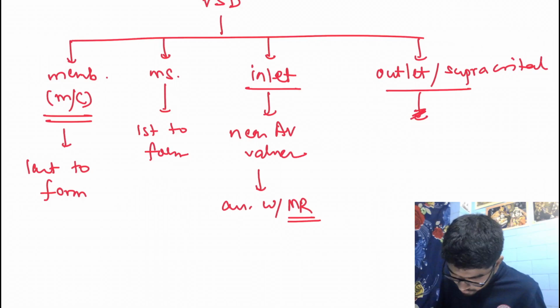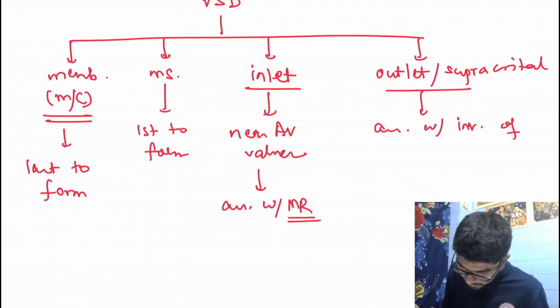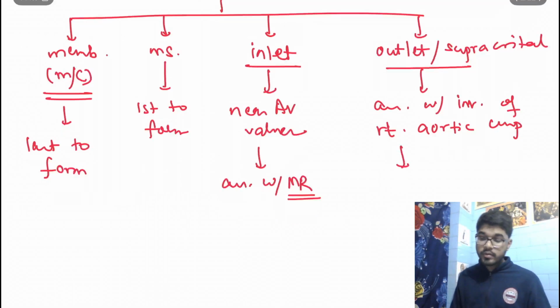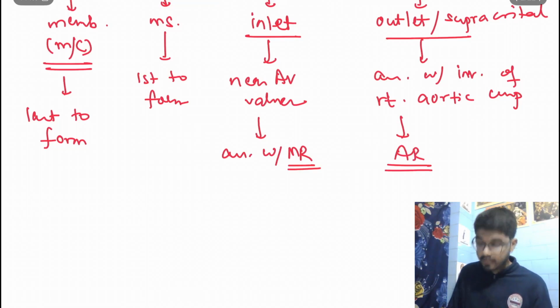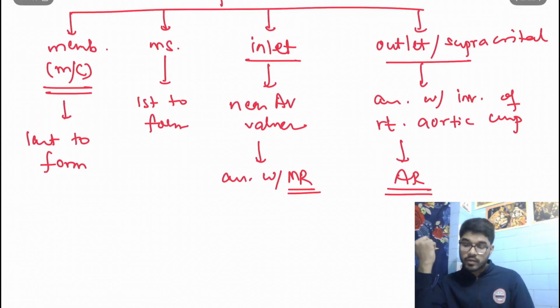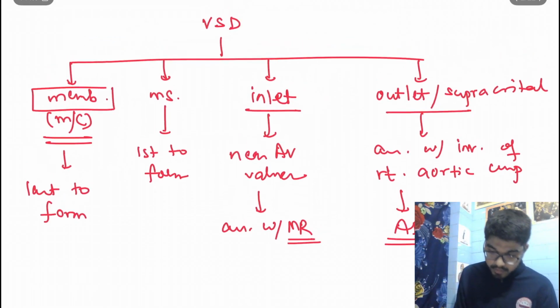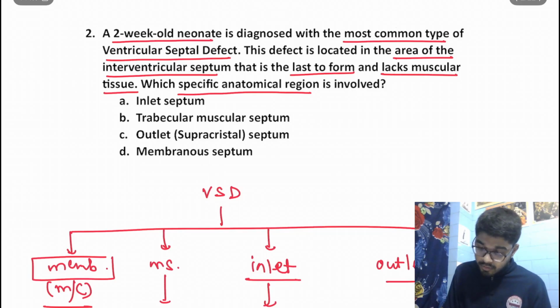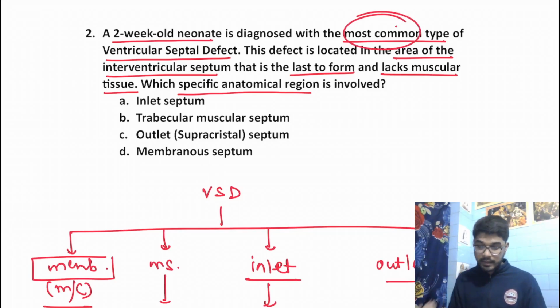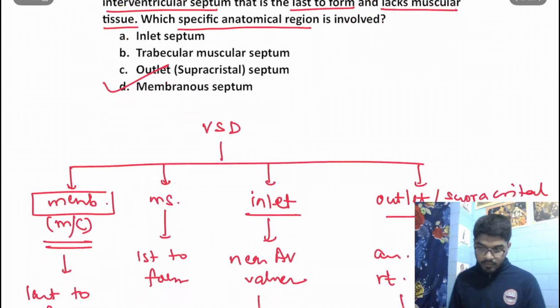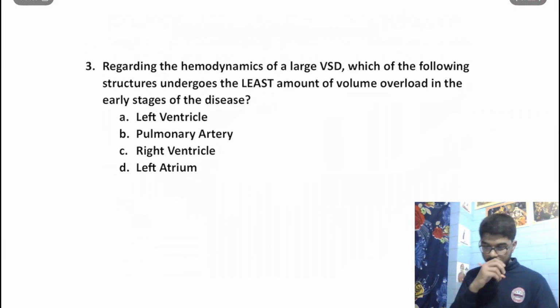Now this is actually associated with involvement of the right cusp of the aortic valve, the right aortic cusp. As a result of which we might get aortic regurgitation in the outlet variety. Inlet and outlet varieties are quite rare. The most common among them is the membranous one. So they asked us about the most common type and the one that forms last and lacks muscular tissue. So our answer over here would be option D. Okay. Moving on to the next question.